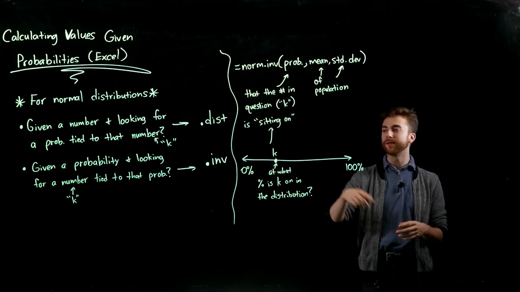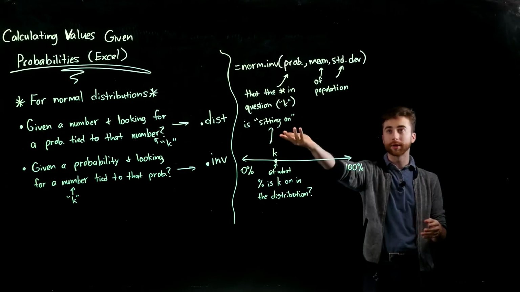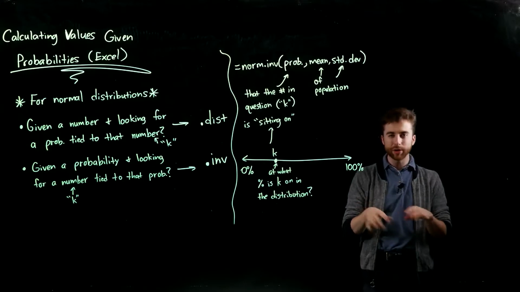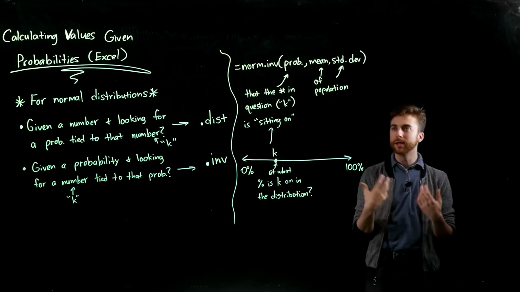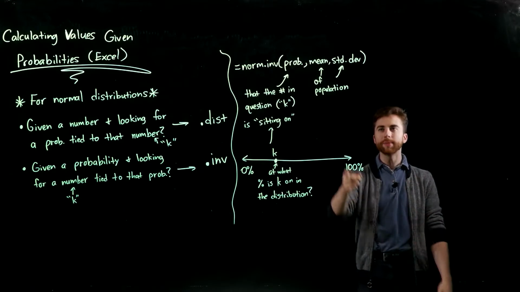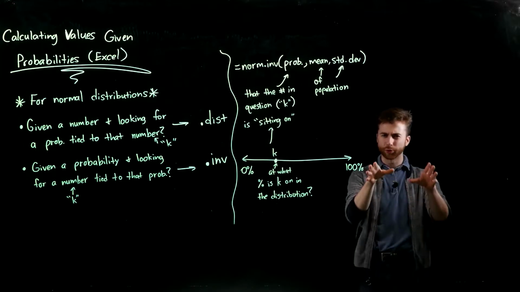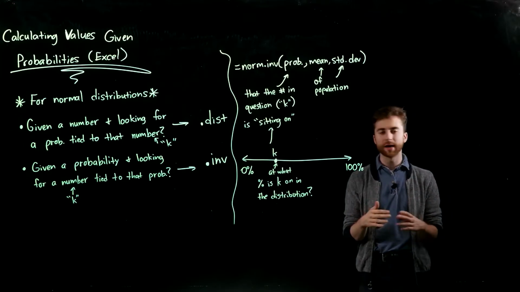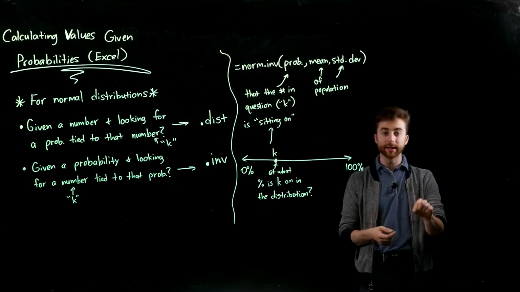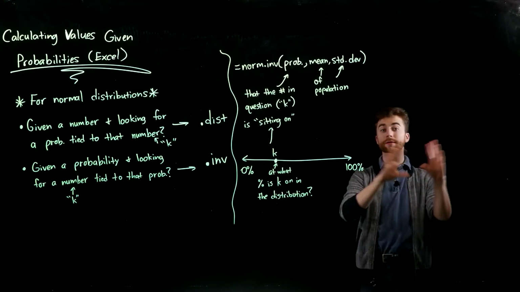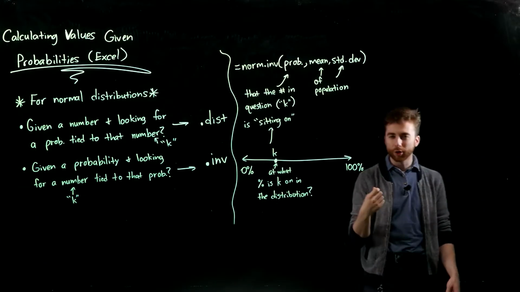So the .inv function gives you a number tied to a probability. This is the Excel function that pops up when you type in equals norm.inv. These are the fields that you have to fill in. Oftentimes in the problem, you're going to be given the mean and the standard deviation. You have to have that information, or at least the raw data to compute it. In introductory stats courses, they're probably just going to give you the mean and the standard deviation of the population as a whole. It's just this one right here that's a little bit tricky to figure out.